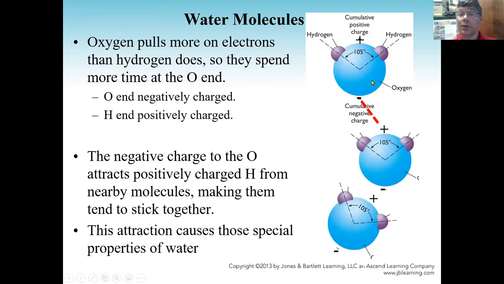With this, the oxygen pulls on the electrons more than the hydrogen does. So the electrons, with their negative charge, spend more time at the O end of our water molecule, leaving less electrons, more positive, at the hydrogen end. The negative of oxygen will then be attracted to the positive end of other water molecules. And it's this attraction between the water molecules that leads to all those distinctive properties of water.